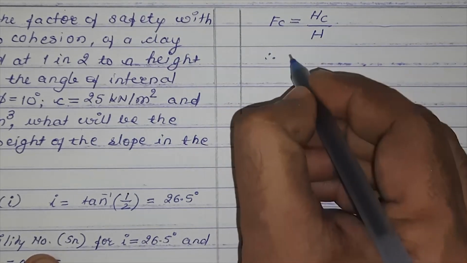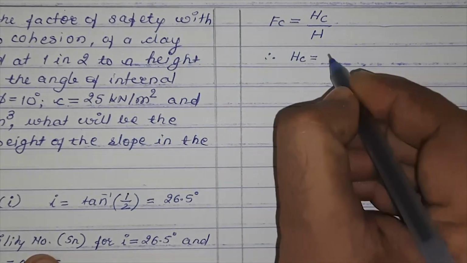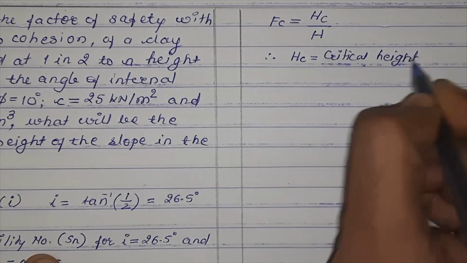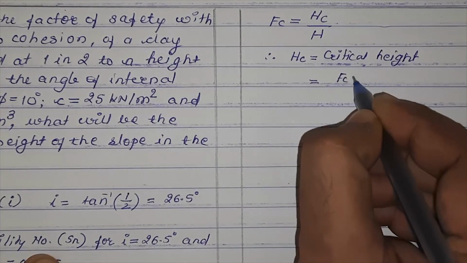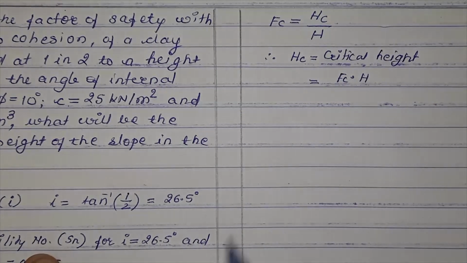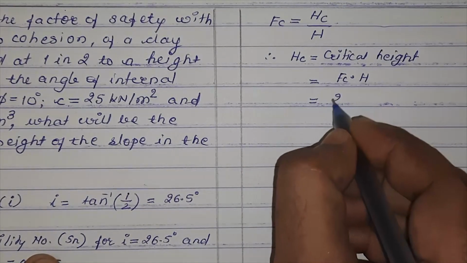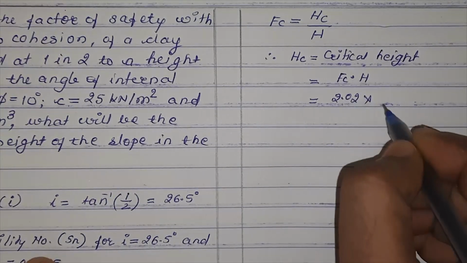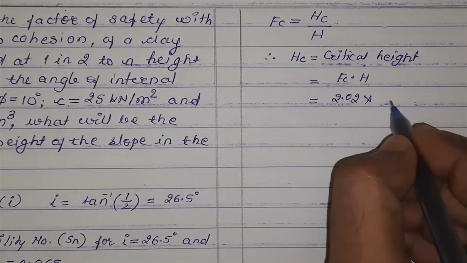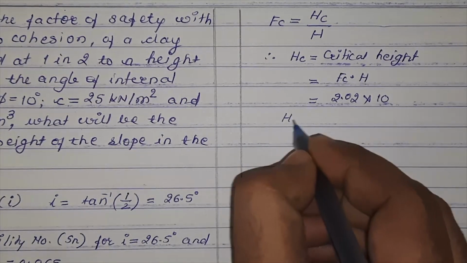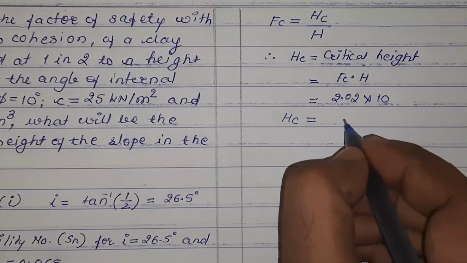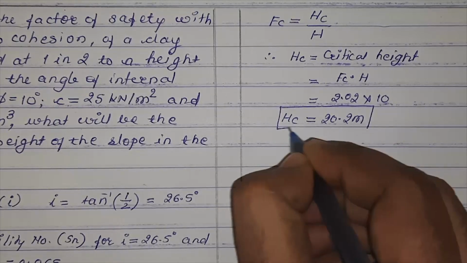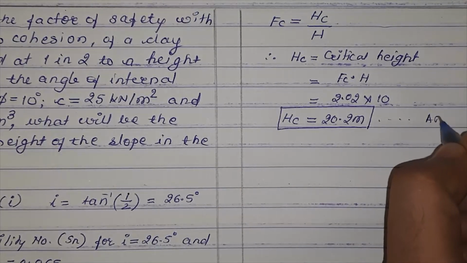Therefore, critical height Hc is equal to Fc multiplied by height of the slope. Hence, Fc is 2.02, which we have recently found out, multiplied by h. h is height of the slope, which is 10 meters. Hence, critical height of the slope comes out to be 20.2 meters. This is answer 2.